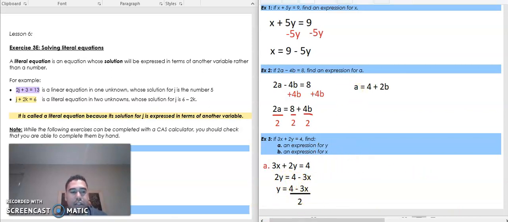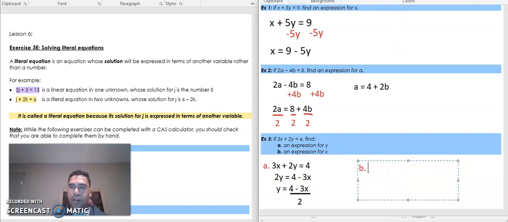And the second one is asking for an expression for x, okay? So in this case, b, I'll write out the formula again, 3x plus 2y is equal to 4. So again, I'm trying to get x by itself. The things that are associated with the x are the times of 3 and the plus 2y. I want to get rid of that plus 2y, so I'm just going to minus 2y from both sides.